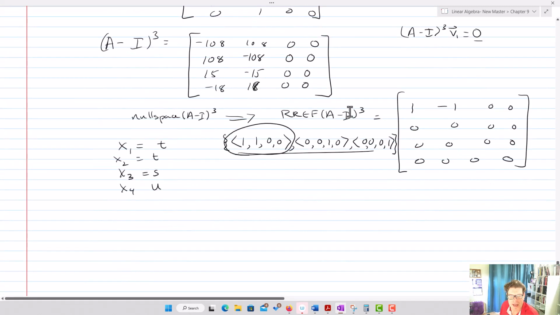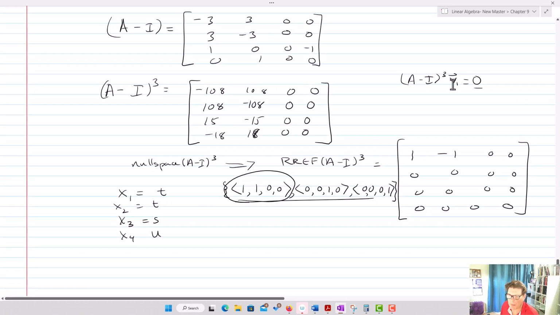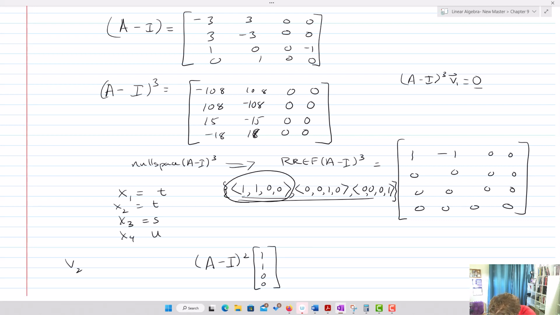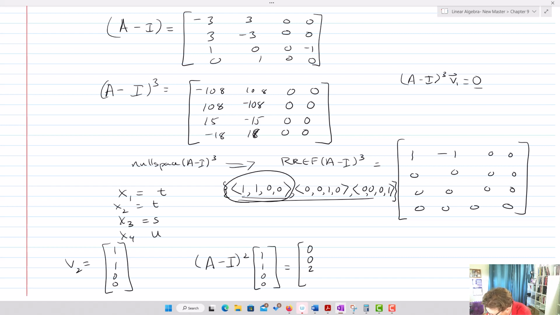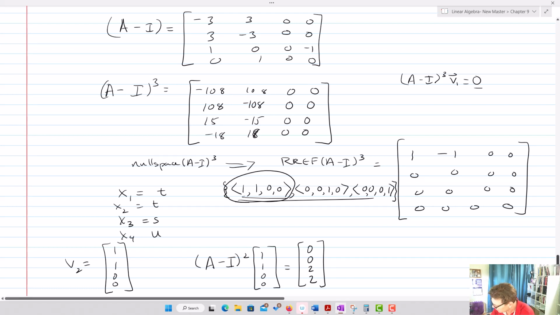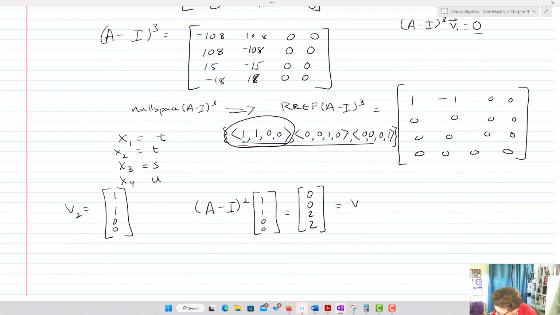Okay? So now I'm going to multiply that by A minus I squared. So find A minus I squared times 1, 1, 0, 0. By the way, this is V2. V2 is going to equal 1, 1, 0, 0. We'll now multiply that by A minus I squared. That gives me 0, 0, 2, 2, and so that's going to end up being V1.